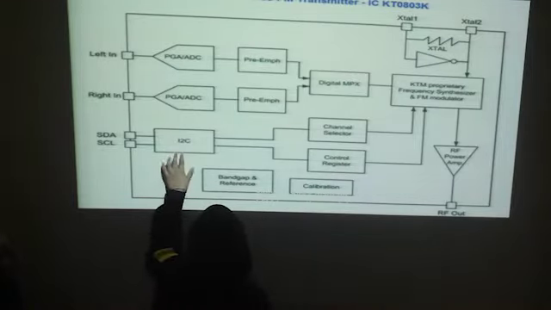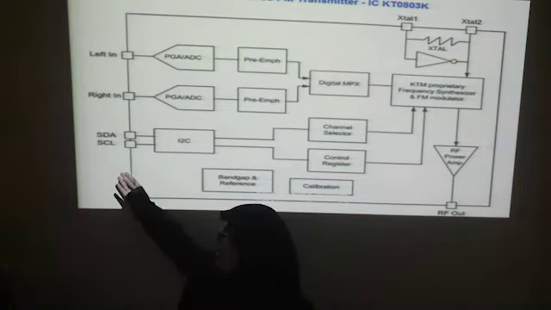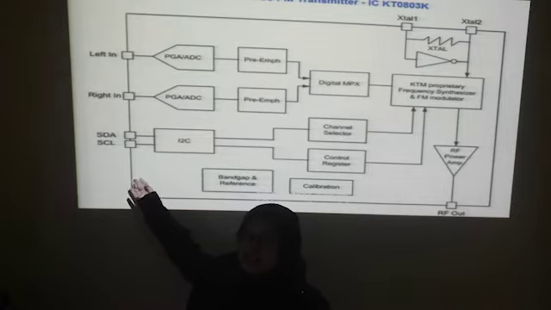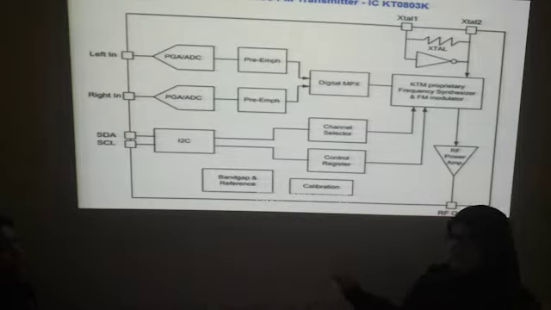And right here is an I2C, which leads to the SDA and SCL, functioning as a microcontroller unit that can control the frequency channel, which can help to control the KT0803K as a slave. That is all for my presentation.